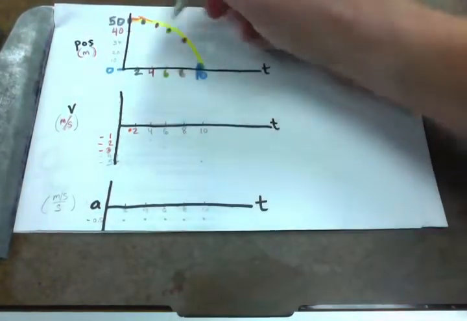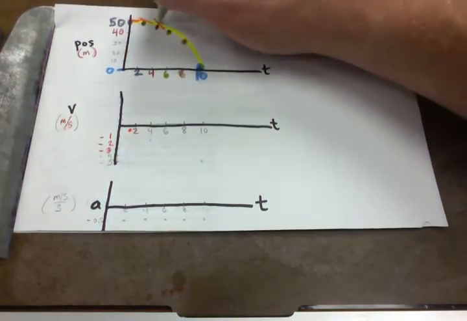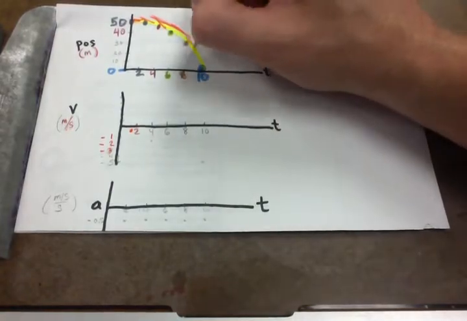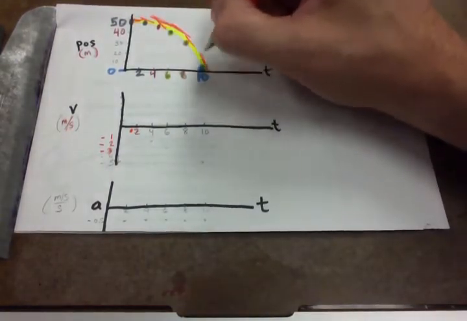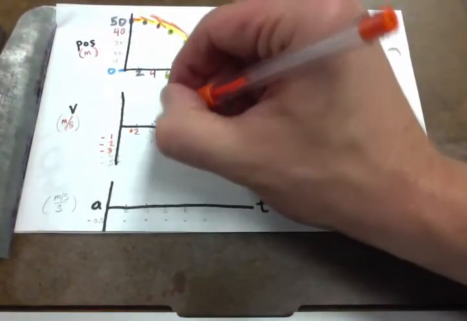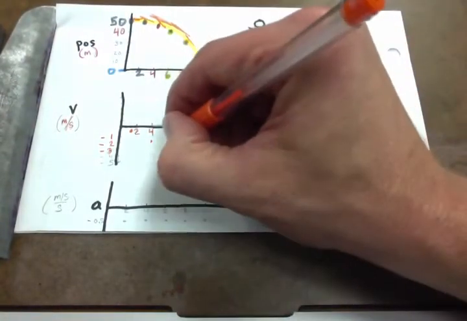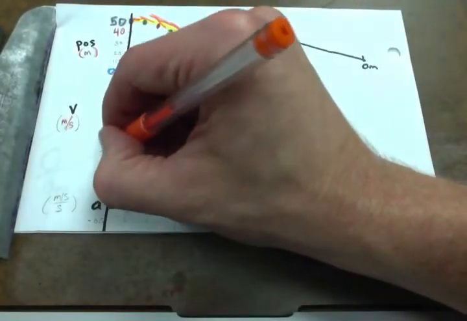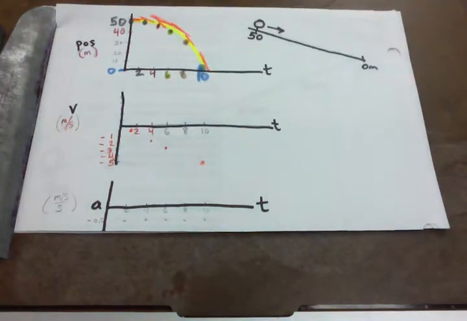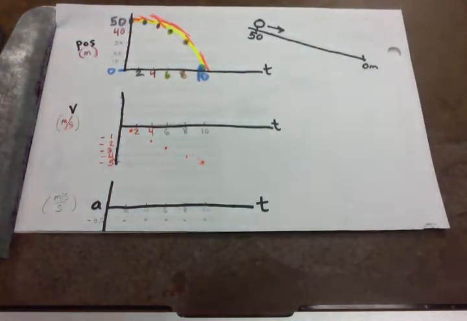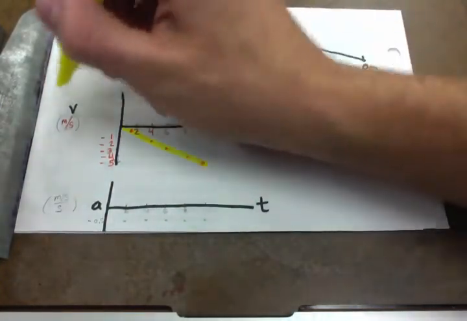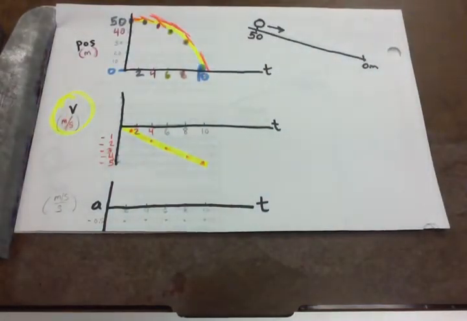And then here at 4 seconds, it's a little bit steeper of a negative, a little bit more negative, and then finally at the end, very, very negative. So really, what do we say the velocity is doing? Well, it's doing what that slope is doing. That slope is changing and going more and more negative. So we say our velocity gets more and more negative.